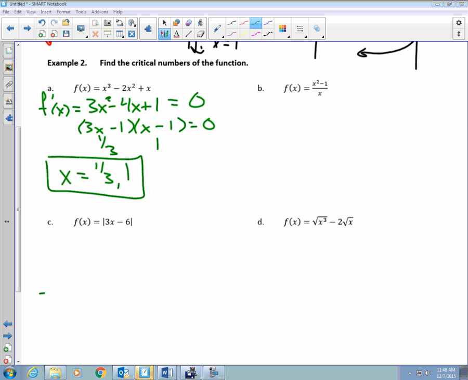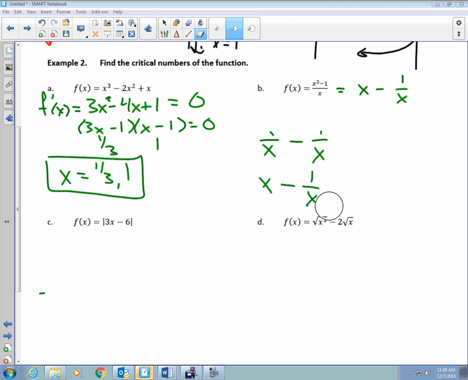Well, this one isn't too bad either, but I don't want to use the quotient rule here. I want to just rewrite it as x minus 1 over x. You see how I did that? All I did is take x squared divided by x to get x, and then 1 divided by x to get 1 over x. I separated it into two fractions. That's a nice way to rewrite it, and that way I don't have to use the quotient rule.